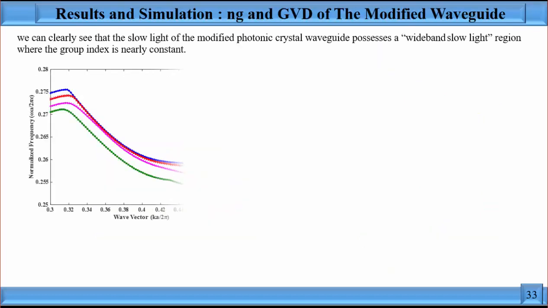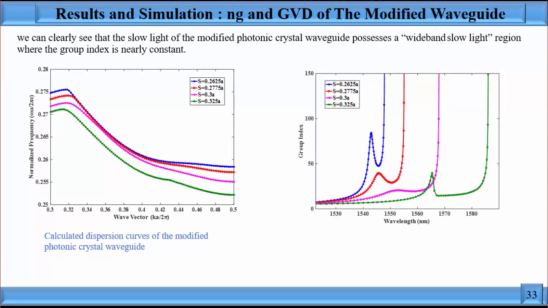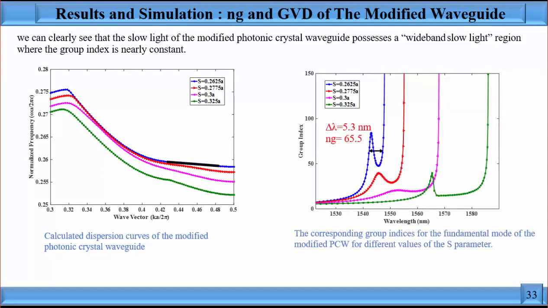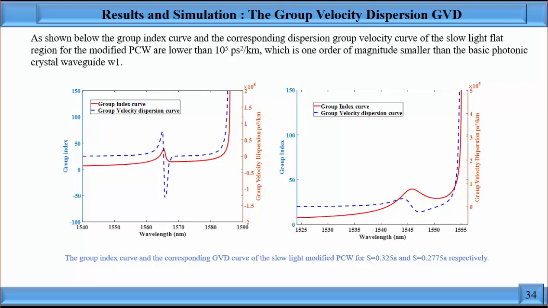Slide 33. NG and GVD of the modified waveguide. We can clearly see that the slow light of the modified photonic crystal waveguide possesses a wideband slow light region where the group index is nearly constant.